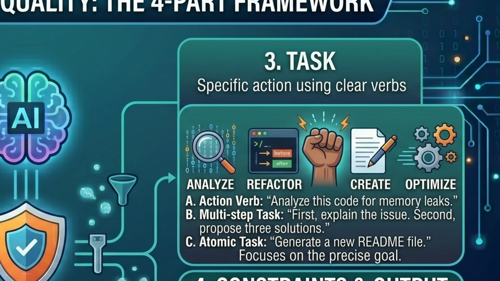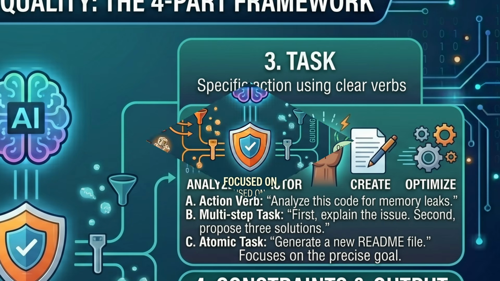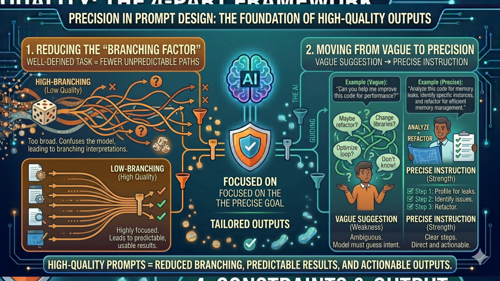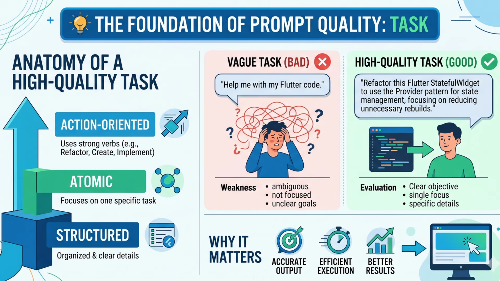Third, state the task with precision. Context provides the where and the who; the task is the what. In prompt engineering, the task is the core command, the specific action you want the AI to perform. High quality prompts treat the task as a precise instruction rather than a vague suggestion. A well-defined task reduces the branching factor of the AI response, leading to more predictable and usable results. A high quality task description should be action-oriented, atomic, and structured.